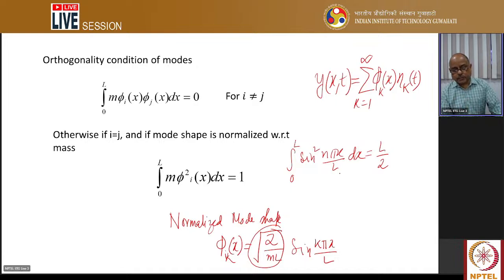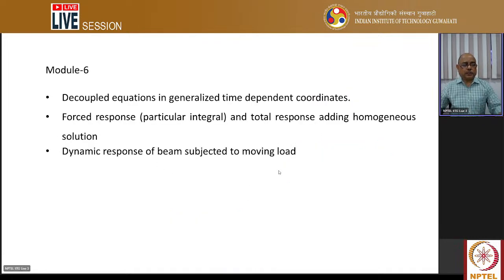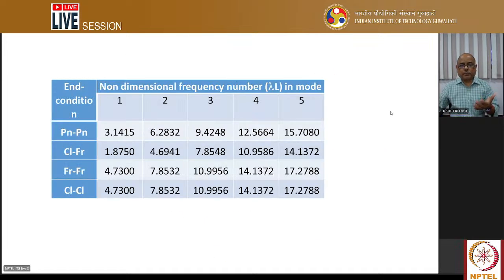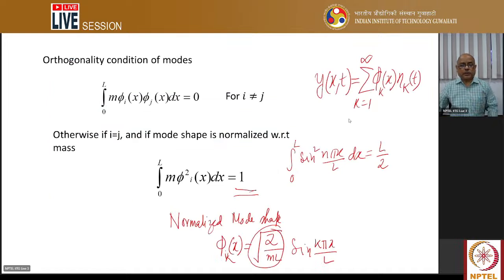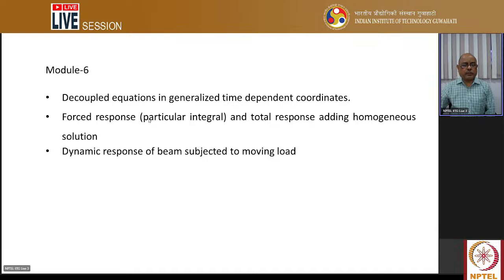Similar things also happen with the cosine function. So if I use phi i equal to root 2 by mL into sine i pi x by L, then the result becomes 1. So we write the orthogonality condition in this way. Now, in module 6, we utilized the orthogonality condition and the modal superposition equation to decouple the equation of motion, and then we solved some problems where the beam is excited with some force. We also discussed the response of a beam subjected to a moving load.